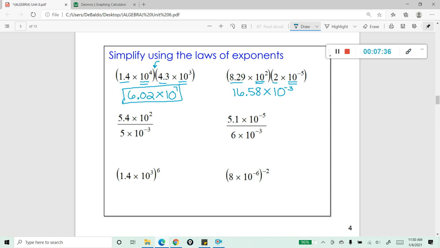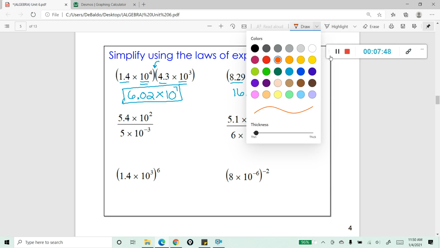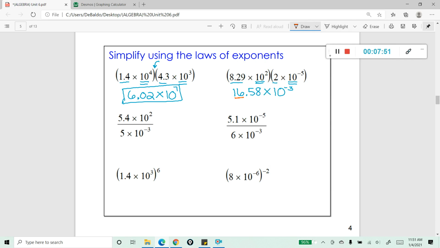Now, there's a little problem here. And the problem is that this number might look like it's in scientific notation, but it's actually not. And the reason is, look at, let me change my pen color here. Look at that number here. Do you see how there are 2 digits to the left of the decimal? You can't have that. So you actually have to do one more step to make sure that you get it into scientific notation. So I actually have to move that decimal 1 space this way, leaving me with 1.658. Do you see that?